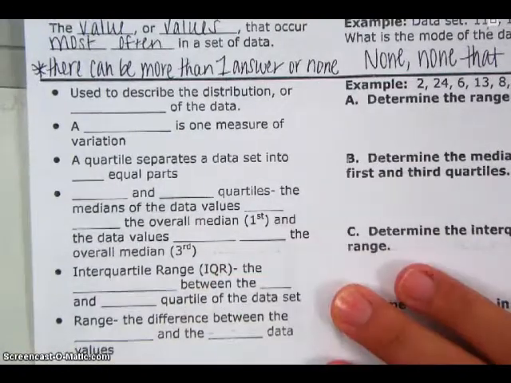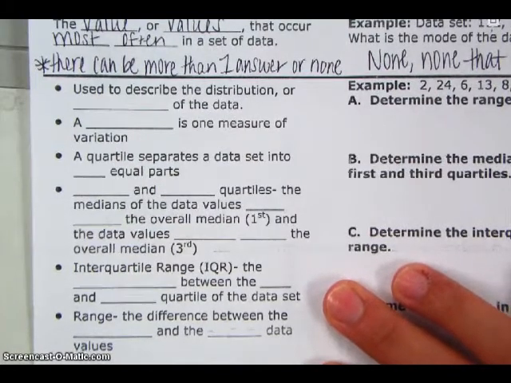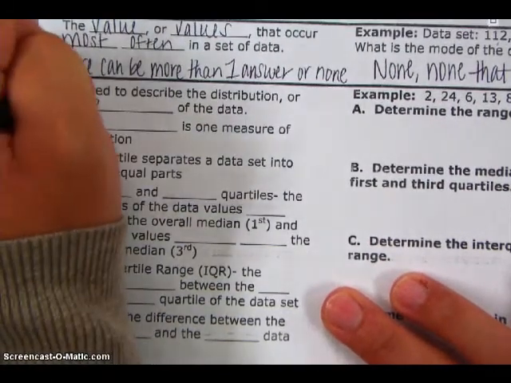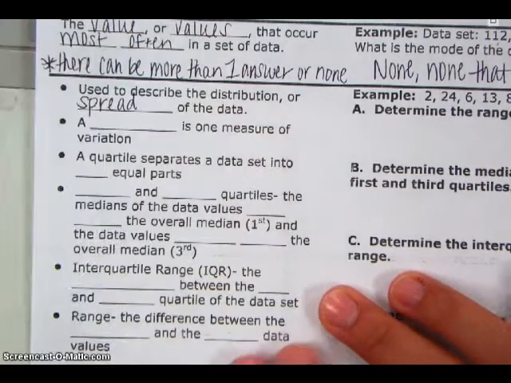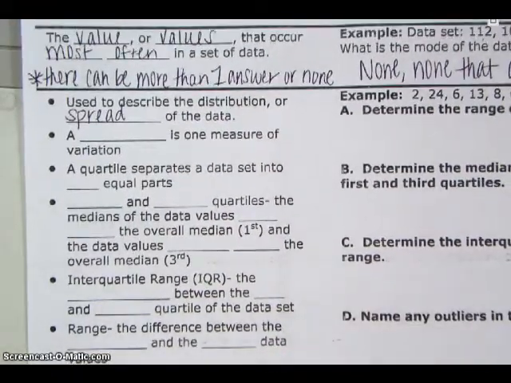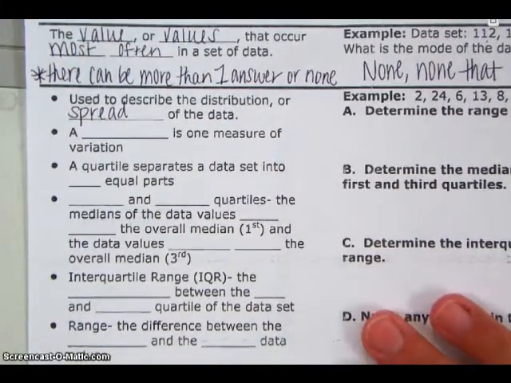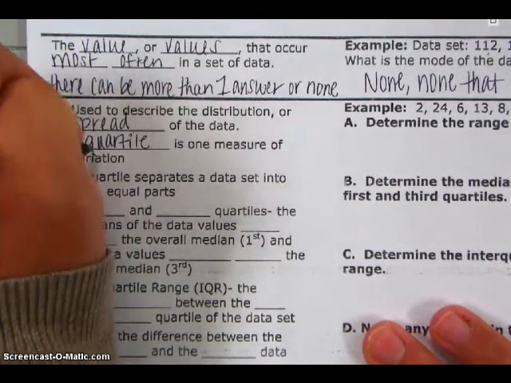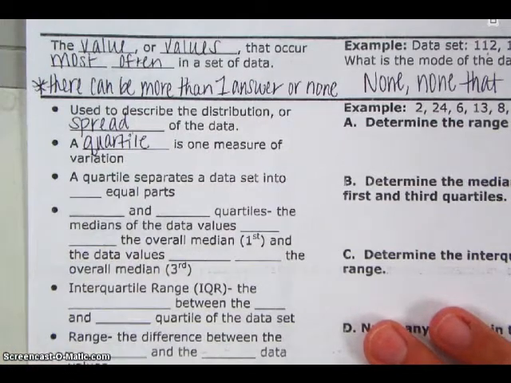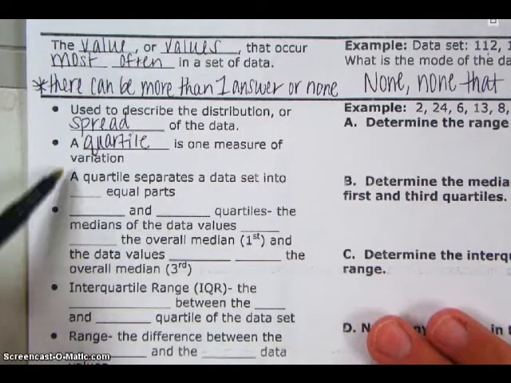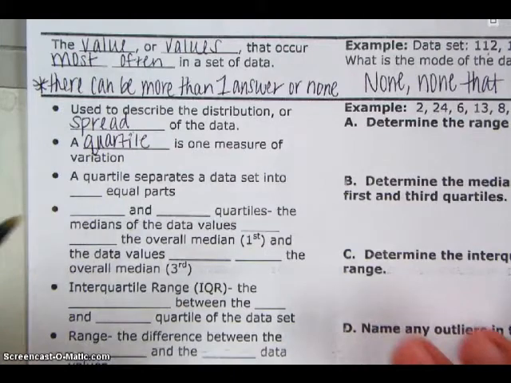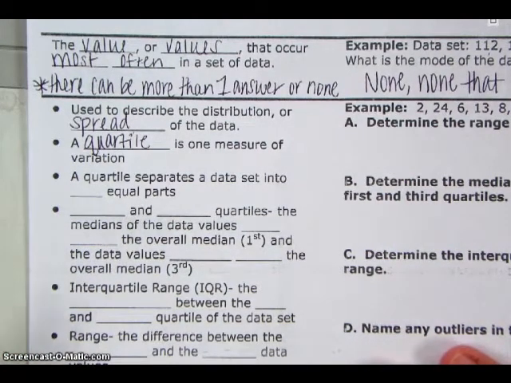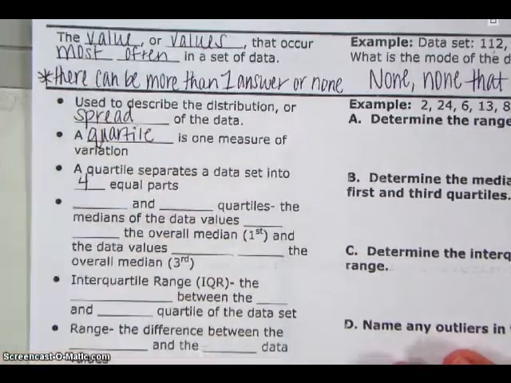So first of all, the range is used to describe the distribution or spread of your data. It tells you how far apart your data is, how much it spreads out. Okay, a quartile, that's a good vocabulary word we need to pay attention to. A quartile is one measure of variation that we look at when we talk about spread. Variation meaning differences. Okay, so a quartile separates a data set into 4 equal parts.